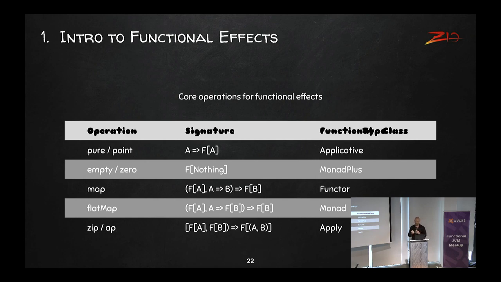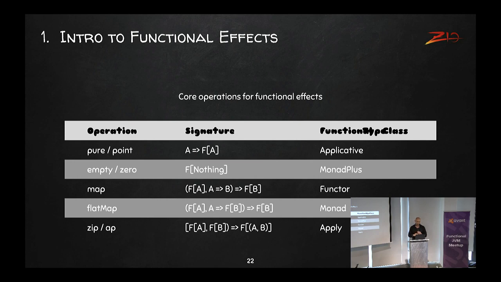Other types have the ability to map over them. Nearly all functional effects, actually all functional effects, almost all, have the ability to map over their contents, which corresponds to taking that return statement and changing it into a value of another type, turning an option of an int into an option of a string by converting the int to a string.